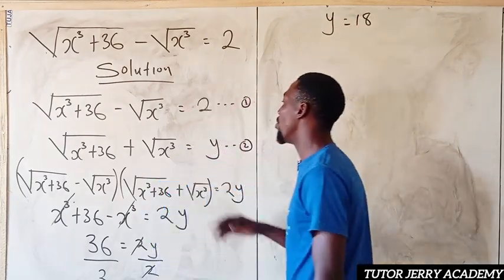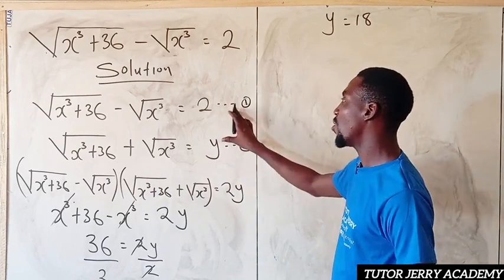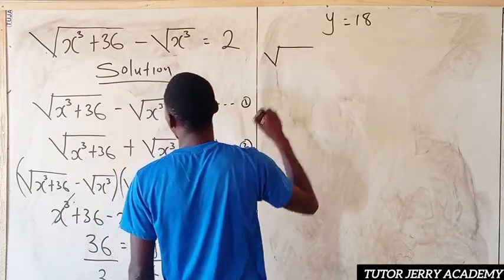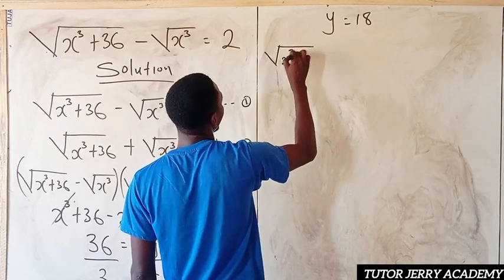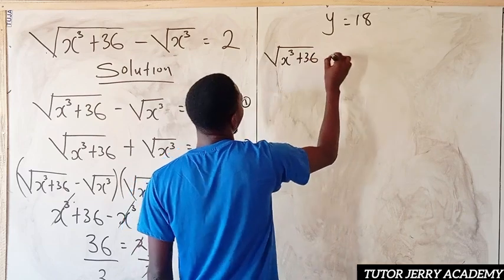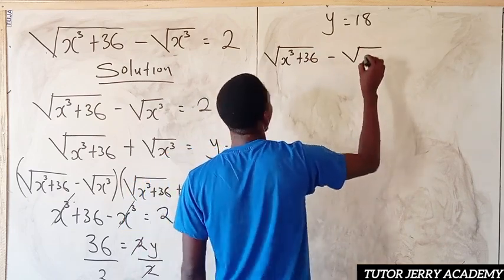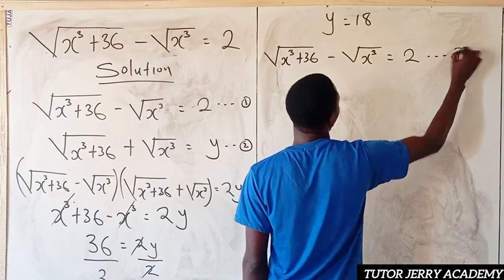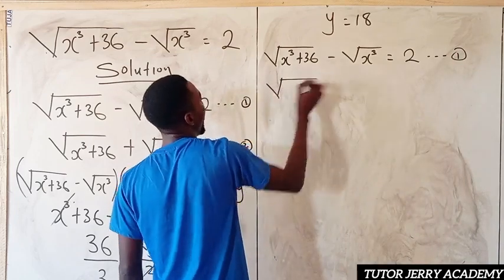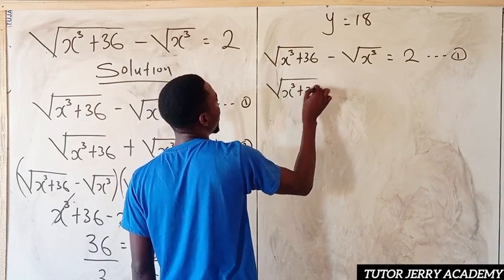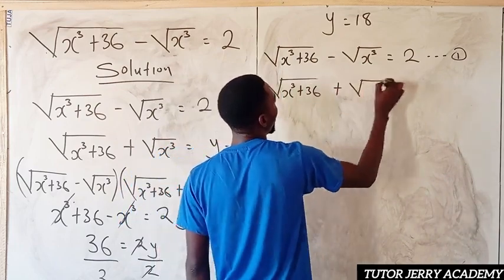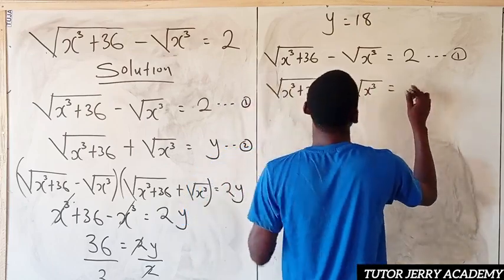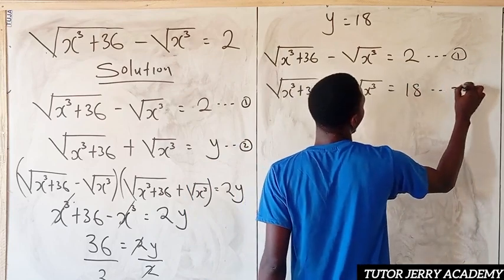Now that we know the value of y, let's go back to equations 1 and 2. Equation 1 is the square root of s to the power of 3 plus 36 minus the square root of s to the power of 3 equals 2. Then the square root of s to the power of 3 plus 36 plus the square root of s to the power of 3 equals y. But the value of y now is 18. So this is equation number 2.